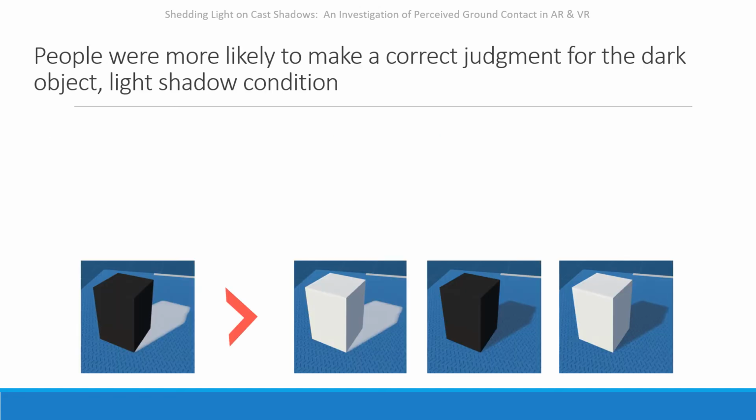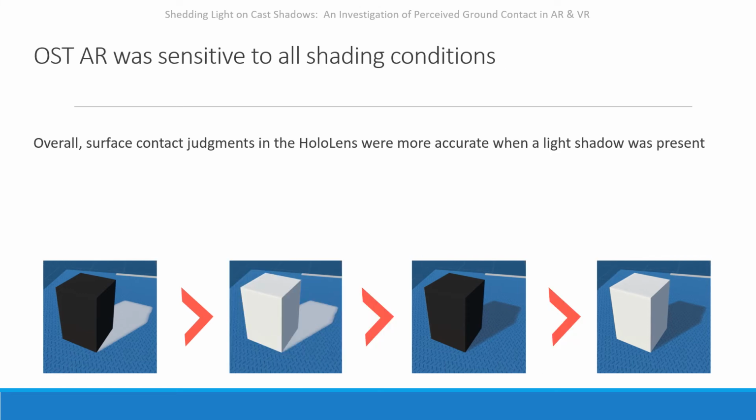For our analyses, we fit a generalized linear mixed model by specifying binomial errors and a logit link function. For all three devices, the dark object with light shadow condition resulted in a significantly higher likelihood of correct judgment, a result that echoes the findings of our first experiment. In the video see-through and virtual reality displays, this shading condition was the only one that was significantly different. However, people's judgments in the optical see-through device proved highly sensitive to all shading conditions.